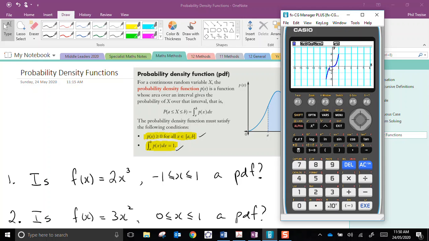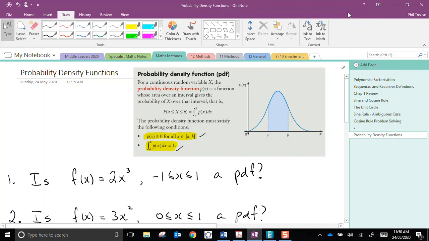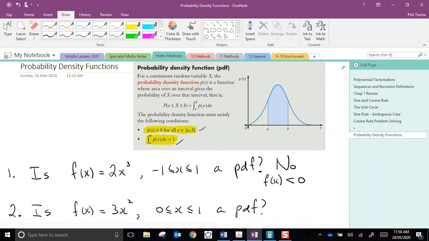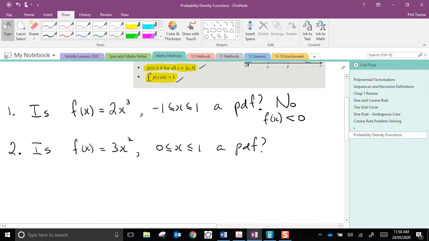Straight away I notice a problem here. The value of the function is negative. So we will say no. There's no even need to worry about the second condition. Both must be true. So the answer for this first one is no. The function of x is less than 0. Well, that's all I need to say. That one didn't work. Let's try this one.